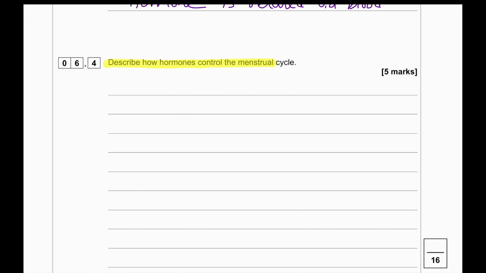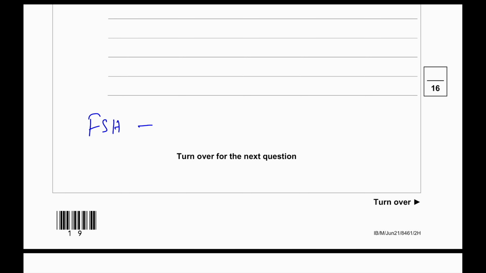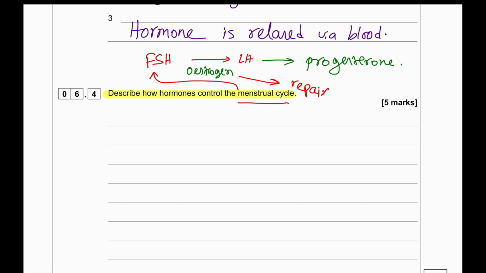Describe how hormones control the menstrual cycle. When thinking about the menstrual cycle, the hormones that we should think about are FSH, followed by LH, in between them estrogen, and after LH progesterone. So let's see each of their functions. FSH, follicle stimulating hormone, stimulates the maturation of an egg cell or follicle. Estrogen repairs the endometrium or uterus lining. Progesterone's function is to maintain the uterus lining. LH is responsible for ovulation. So we can write down the answer in this way.